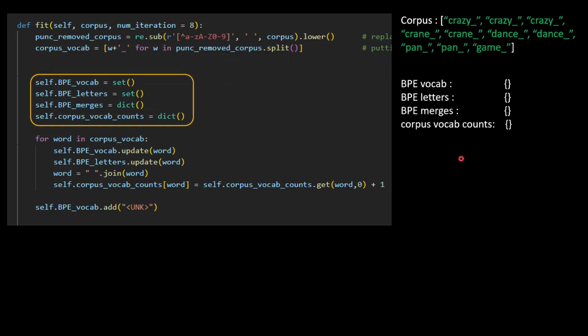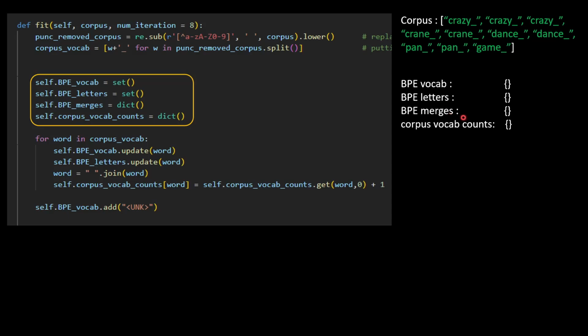Next, we will be initializing 4 things. First, bpe_vocab. We all know what that is. It is the one which will contain all the derived subword tokens. This will include the unique letters in the corpus as well. bpe_letters will only include the unique letters of the corpus. This is just to keep the initial letters separately. It will help in future when we tokenize unseen data, because we will be checking if there are some unknown letters that are not present in the corpus.